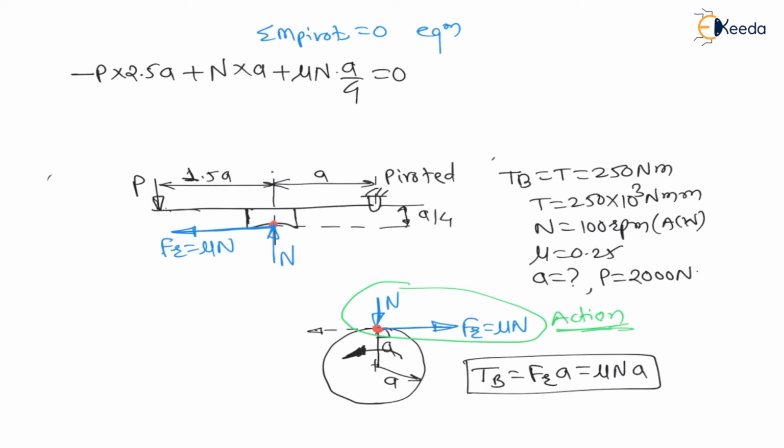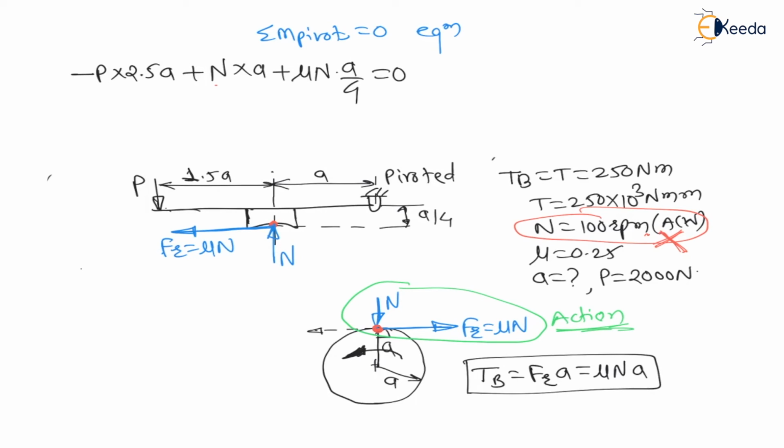My dear students, here n is the normal reaction, and in the given data n is the RPM. This is not the same n. That one is the normal reaction, in Newton, and this is RPM, right? Therefore let us solve this equation, put the values.